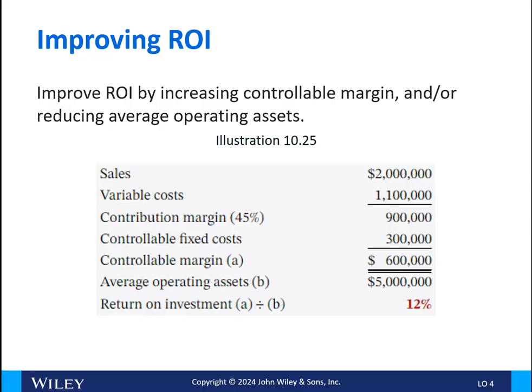In order to improve ROI, there are two ways we can do it. We can increase our controllable margin or reduce average operating assets. Those are the two ways. Those are the two numbers that are in the calculation, and they're also the two numbers that are going to change if you're looking at different scenarios. So we'll see some examples of that.